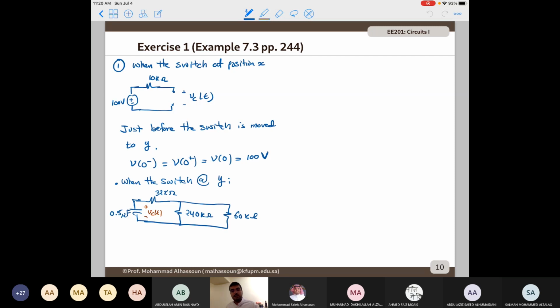Okay, how to find that? Ibrahim, can you raise your hand, please? Okay, Ziad? The resistance that is seen by the capacitor, between the capacitor terminals, which in this case is going to be 80 kilo.